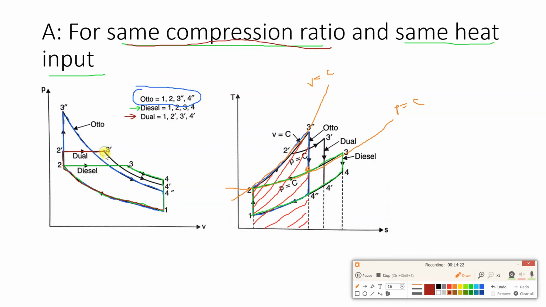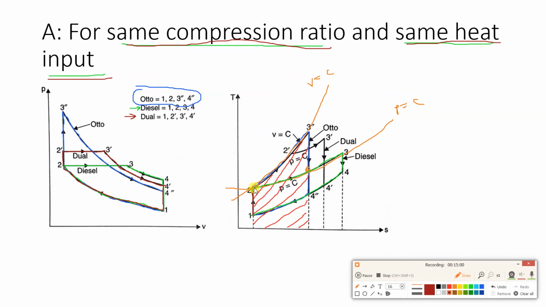Then 3 dash to 4 dash is isentropic expansion in case of dual cycle. And then 4 dash to 1, this is constant volume heat rejection in case of dual cycle. Now we have to follow the cycle on TS diagram. Again here TS diagram is critical. Why? Because we have to maintain same heat input. Now since same compression ratio is there, 1 to 2 will be same. So 1 to 2 is remaining same.